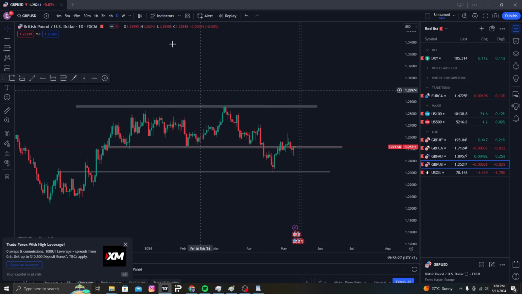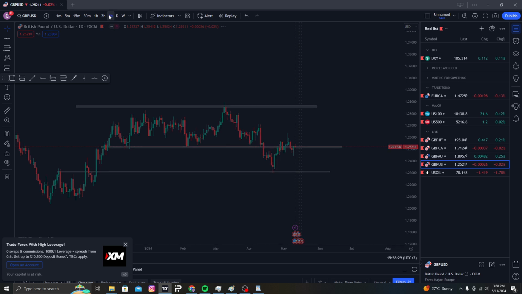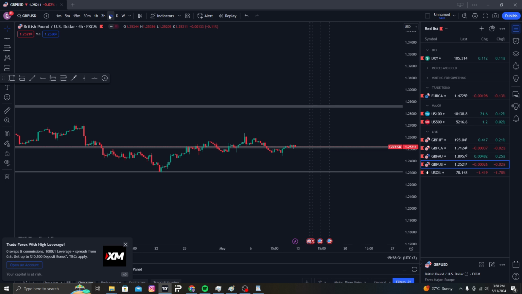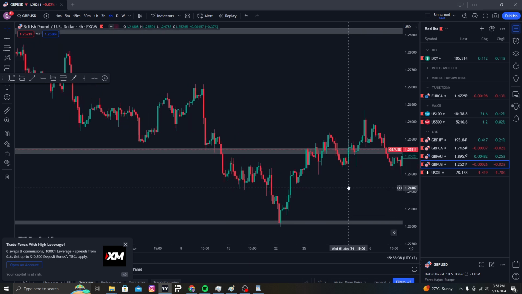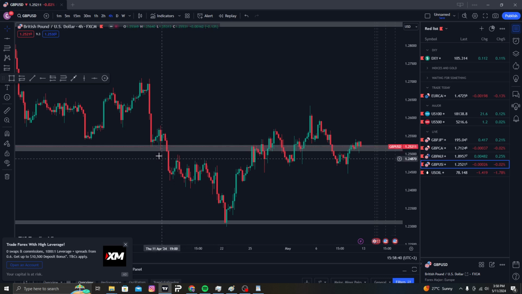So we're on a daily right now. Let's go to 4 hours. I want to look at what's causing the market to move weird. We already know that this level caused price to react. This level caused a reaction.